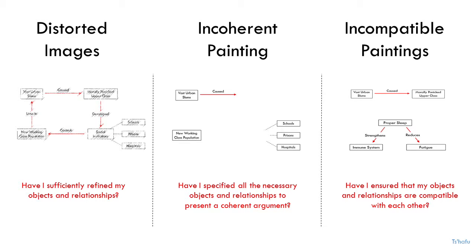Third, have I ensured that my objects and relations are compatible with each other? Again, you go back and you want to make sure that they are compatible. If there's no coherent picture, you have a problem. So that's it. That is what we mean by matching claims to deeds.